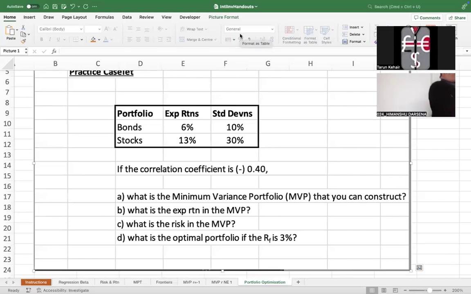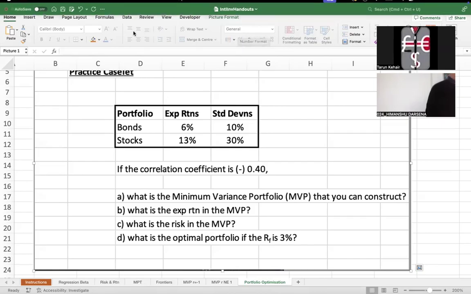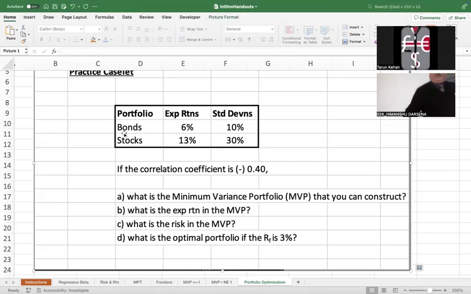Okay, so we had done portfolio construction and management from a risk aversion perspective, which was minimization of risk. And now we will be moving to portfolio optimization. You can see the case in front of you on the screen.